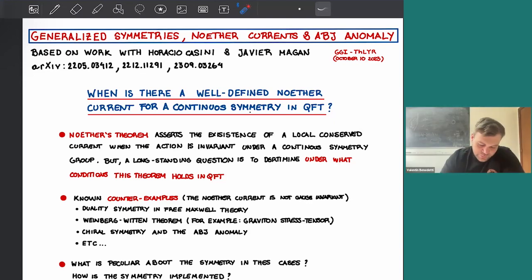Well, an interesting point is there are counterexamples to Noether's theorem. In these counterexamples, the main issue is that the Noether currents one can find are not gauge-invariant. This is the case of the duality symmetry in the free Maxwell theory. It's also the case of the Weinberg-Witten theorem that, for example, forbids the existence of stress-energy tensors for higher spin particles, free half-integer ones. And it's also the case of the chiral symmetry in the presence of an ABJ anomaly. And there are some other examples.